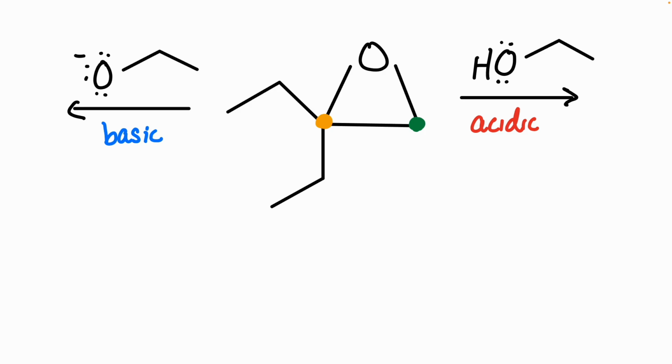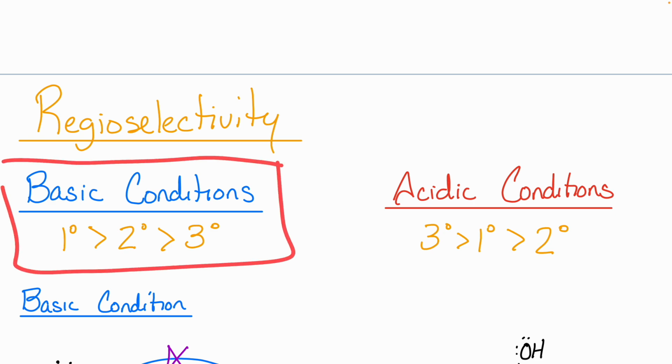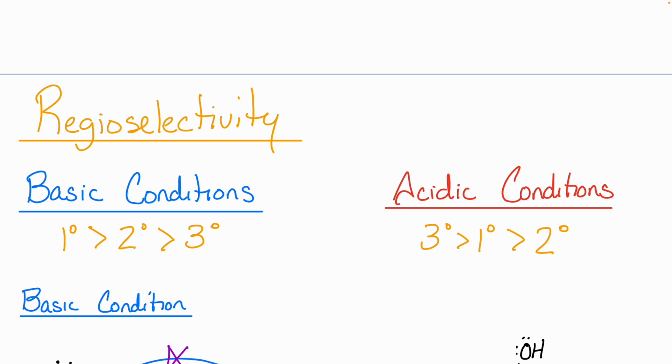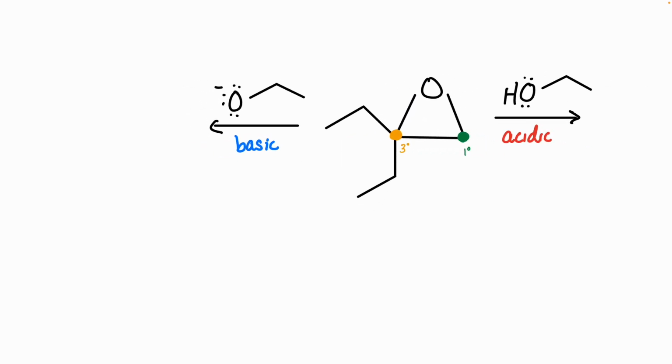All right, and what we want to note is that our green carbon here is a primary carbon, and our orange carbon here is a tertiary carbon. And we discussed we have these different regioselectivity concerns depending on our reaction conditions. All right, so under basic conditions, the most accessible carbon is the one that's going to be attacked. Under acidic conditions, that's true with the exception of this preference for tertiary carbons. So my basic nucleophile here, I'm going to attach to that green carbon.